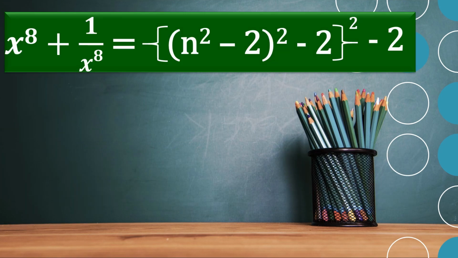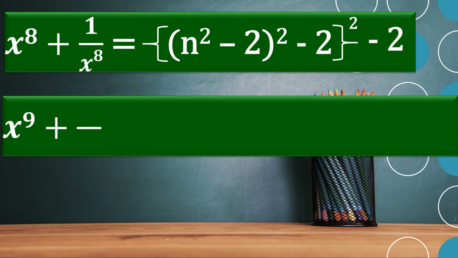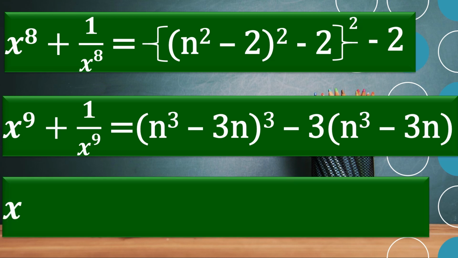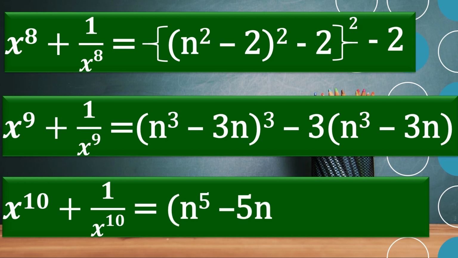Similarly, for x raised to the power 8 plus 1 over x raised to the power 8, we have the algebraic expression, but this time in terms of n. We also have an expression for x raised to the power 9 plus 1 over x raised to the power 9 as has been provided. Also, we have an expression for x raised to the power 10 plus 1 over x raised to the power 10.